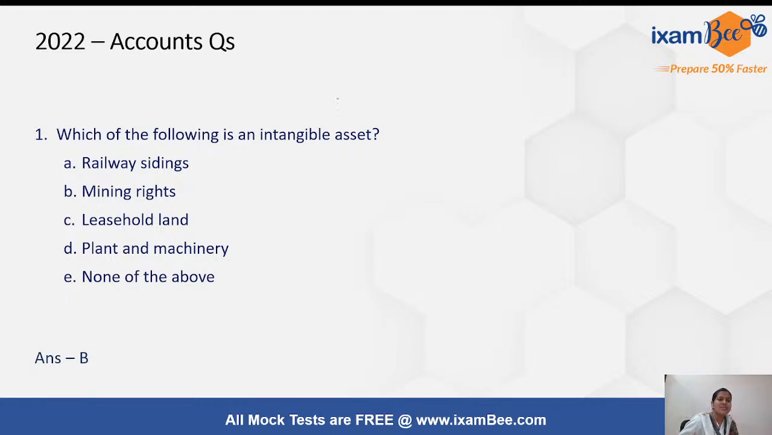So from this, what is it that you cannot see but exists? It is the mining rights. What is mining rights? It is the license or the right given to you to mine a particular area, okay, and this is given by the government. So physically you cannot see a right, but that exists, right? So that is an intangible asset. Every other thing you can physically see, it's tangible, you can touch it, you can see it, whether it is railway siding or it is land or it is plant or machinery.